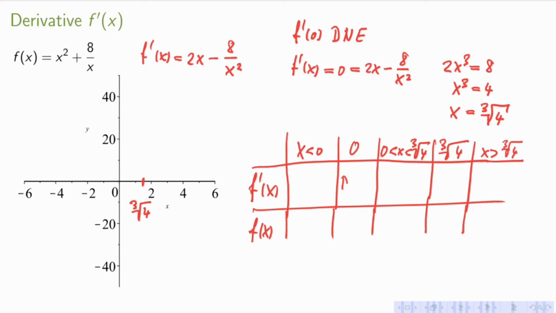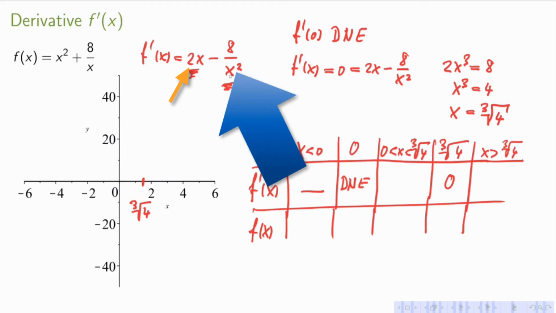At 0 we have a DNE, wonderful. At third root of 4 we have a 0. Good. So now what is it for x negative? If x is negative, then simply both terms are negative, right? So minus. Between 0 and the third root of 4, x is rather small. So the first term is positive but small. The second term is negative and big. So this is also minus.